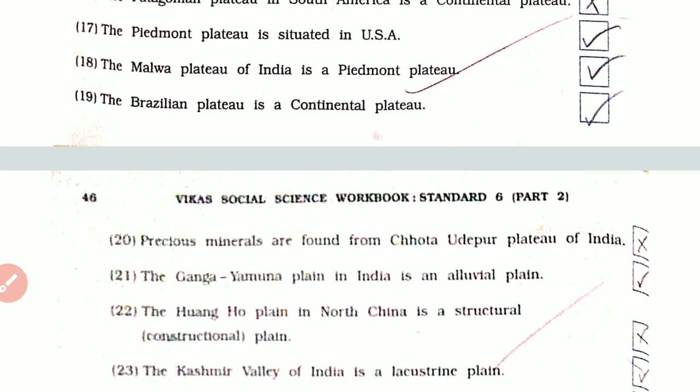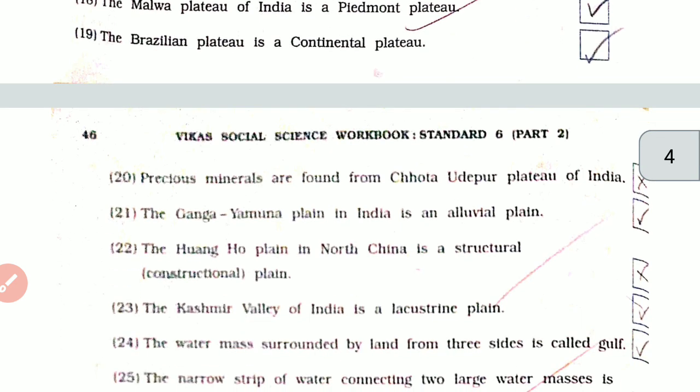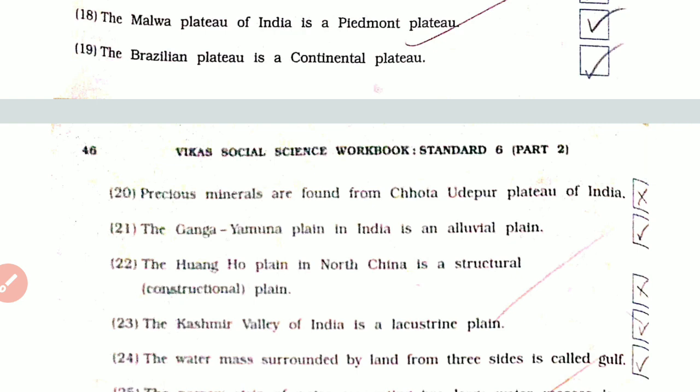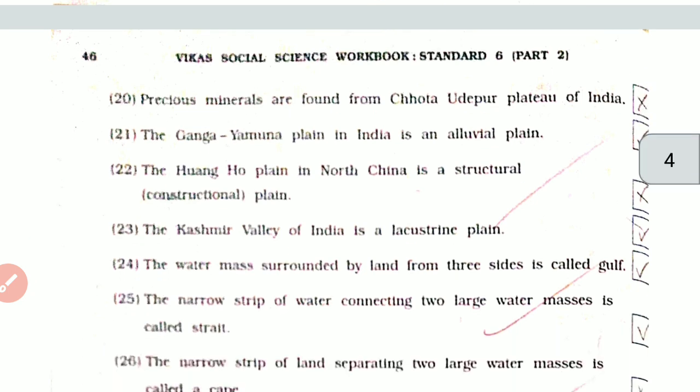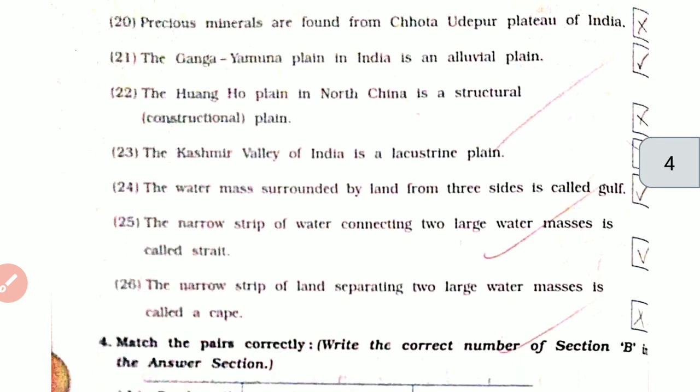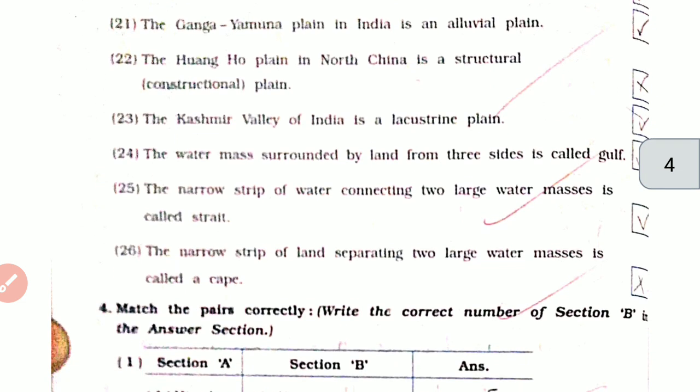17 number, the Piedmont plateau is situated in USA, true. 18 number, the Malwa plateau of India is a Piedmont plateau, true. 19 number, the Brazilian plateau is a continental plateau, true. 20 number, the precious minerals are found from Chota Nagpur plateau of India, false.